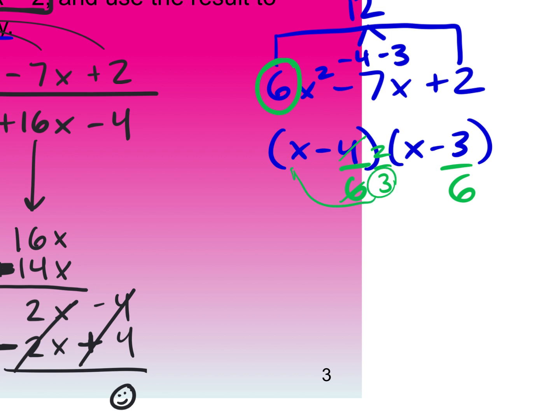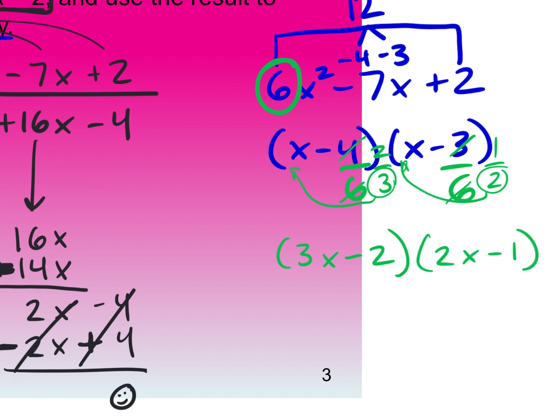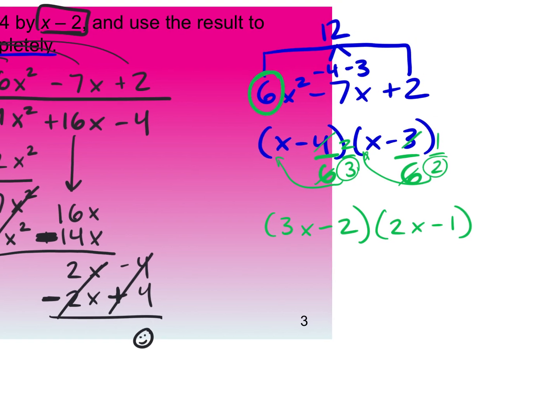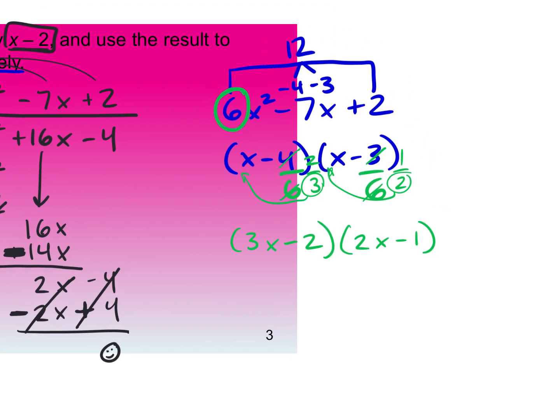And then 3 goes in front of the x. So this would be 3x minus 2. 3 over 6 simplifies to 1/2. So 2 goes in front of the x. So this would be 2x minus 1. So 3x minus 2 and 2x minus 1 are also factors of it.